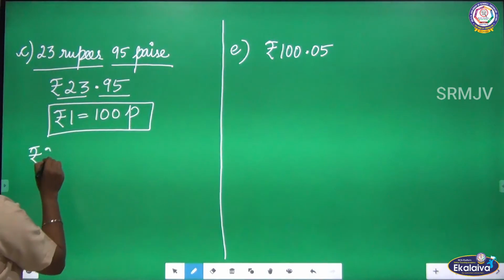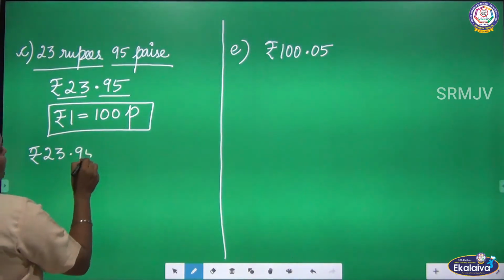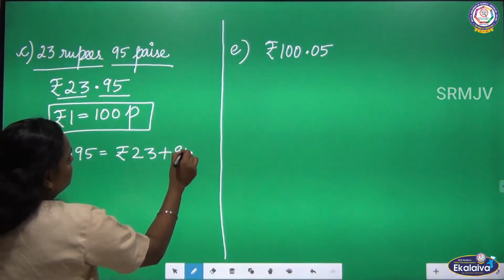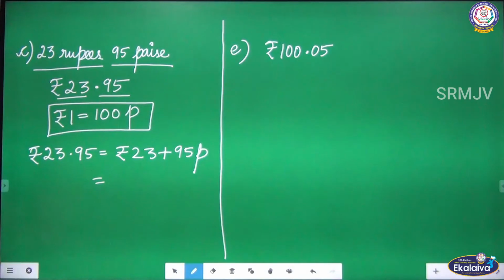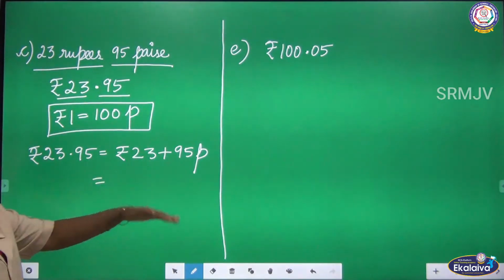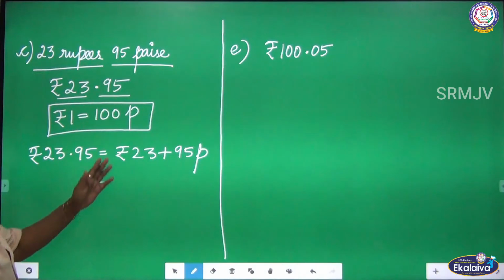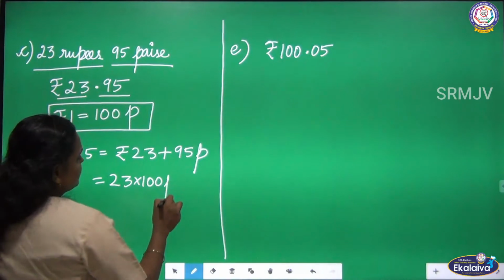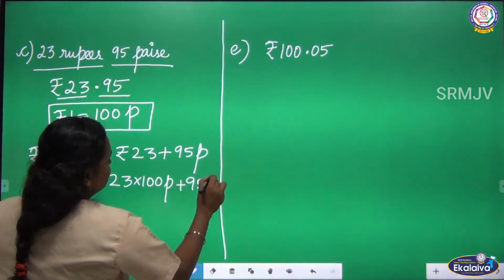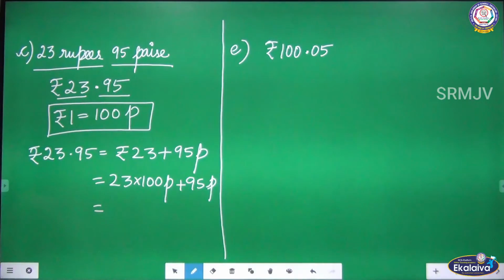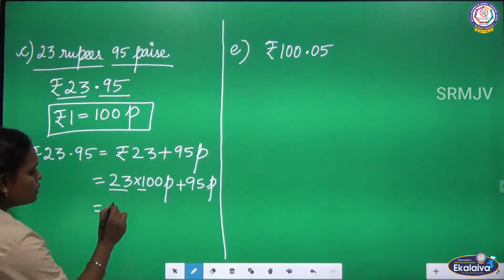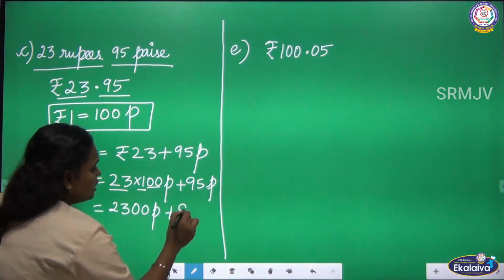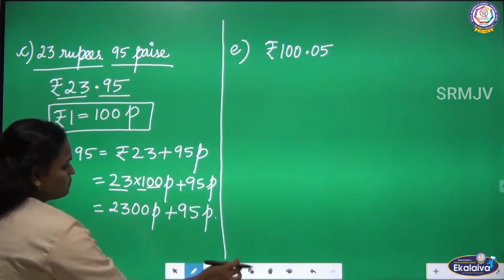Okay. So 23.95 we can write 23 rupees plus 95 paise. So how will you convert 23 rupees into paise? We are going to multiply by 100. So 23 into 100 paise plus 95 paise. So what is 23 into 100? So 23 into 1 is 23. Then you can include these 2 zeros. So 2300 paise plus 95 paise.